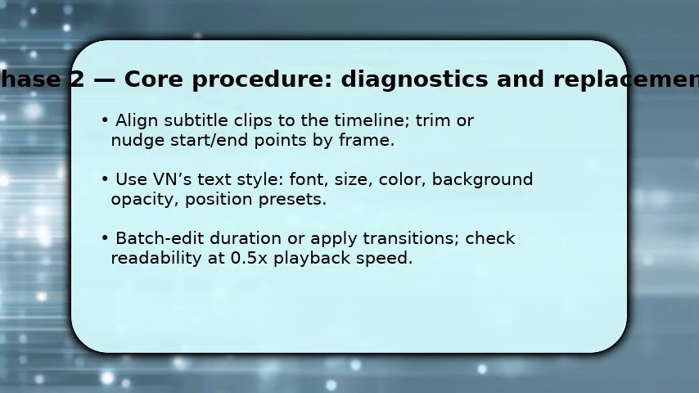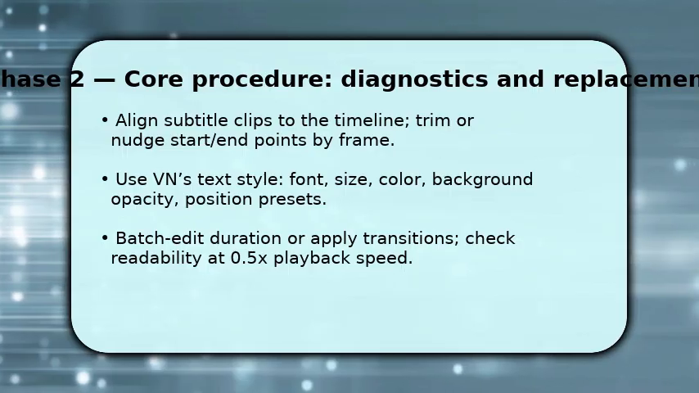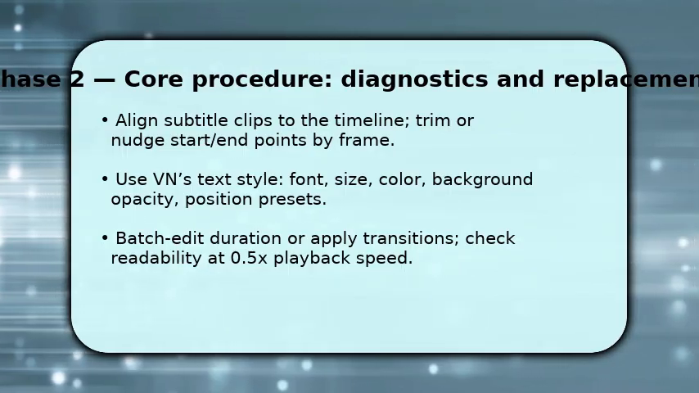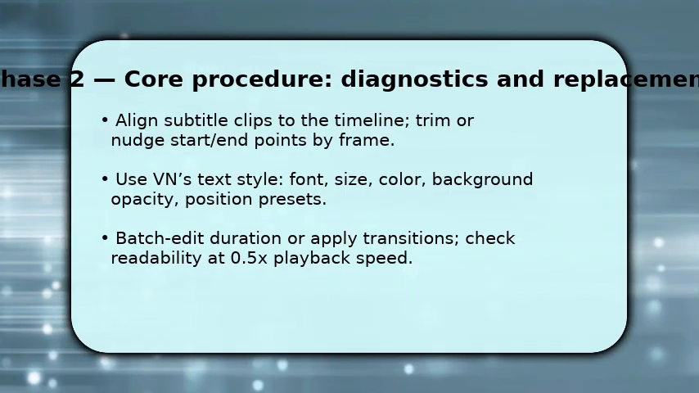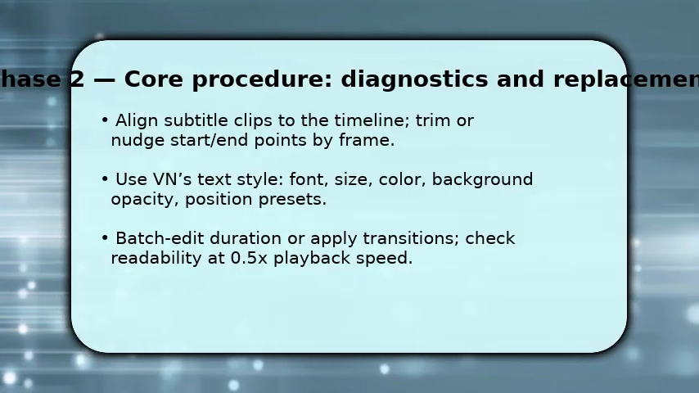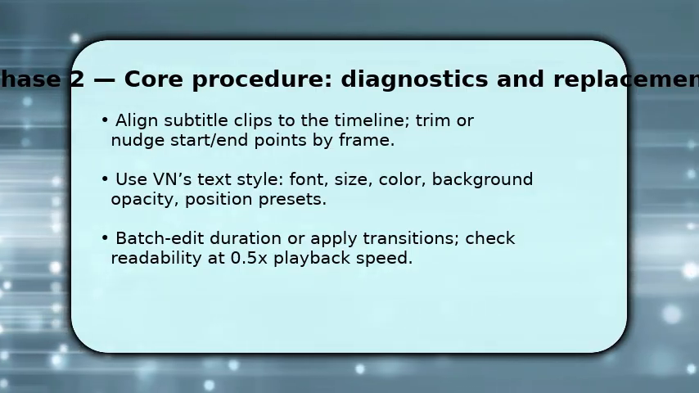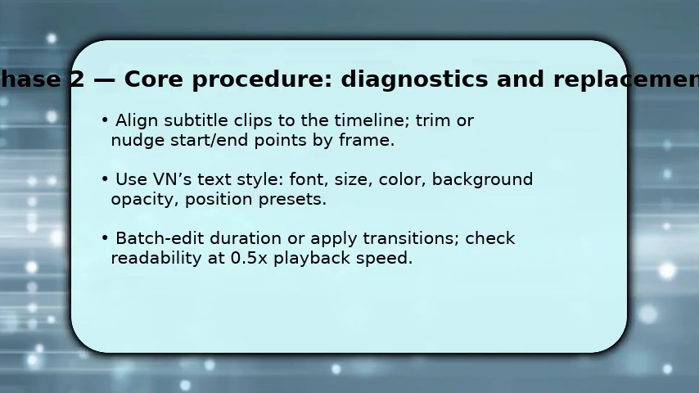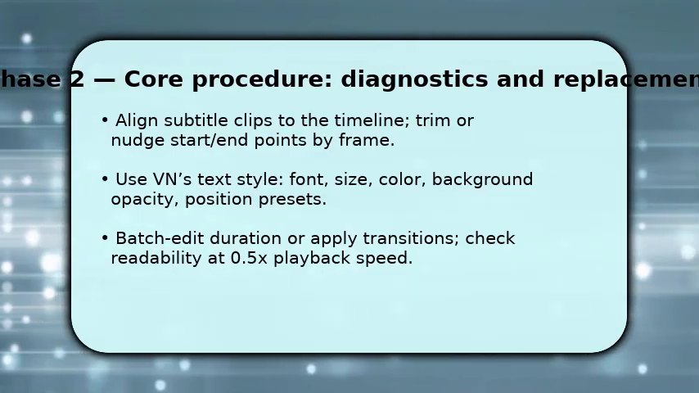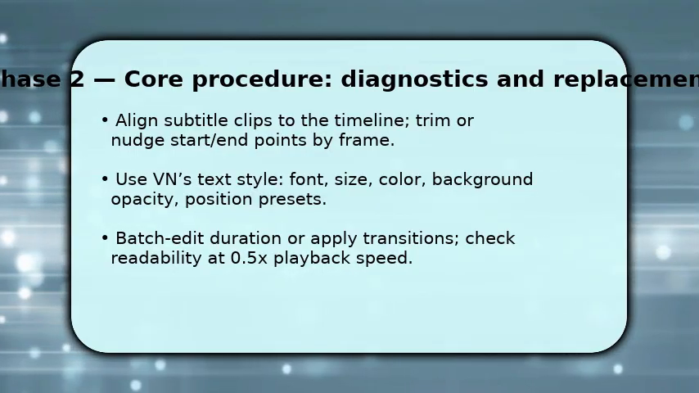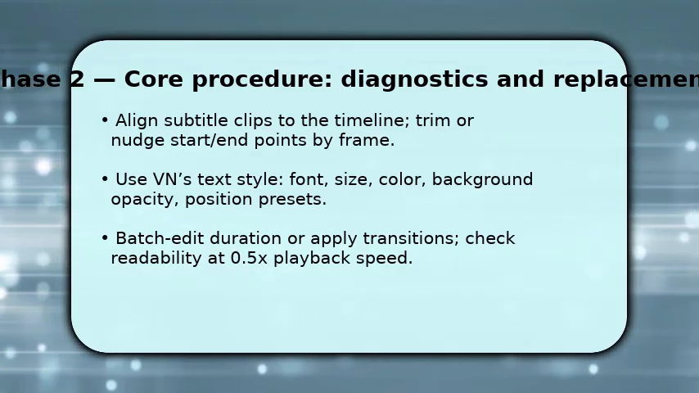Then style the text. Pick a readable font, set size and contrast, add a subtle background with 40% opacity, and choose a safe bottom position. For consistency, batch edit multiple subtitles or copy style to others. Finally, play at half speed to verify readability and sync before exporting.